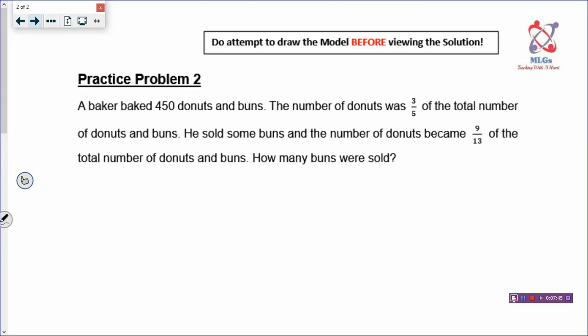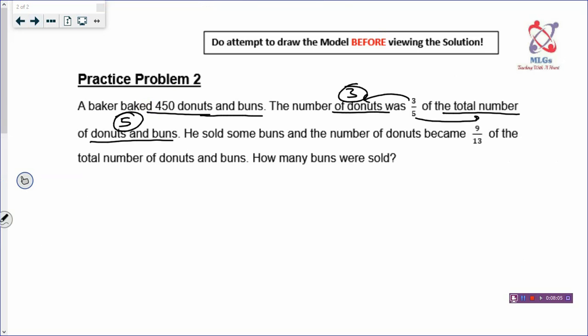A baker baked 450 donuts and buns. The donuts was 3/5 of the total donuts and buns. What does that mean? Arrow pointing, right? Remember in our lessons on fractions, how you break up the fractions. So the donuts have 3 boxes, and the total donuts and buns is 5 boxes.